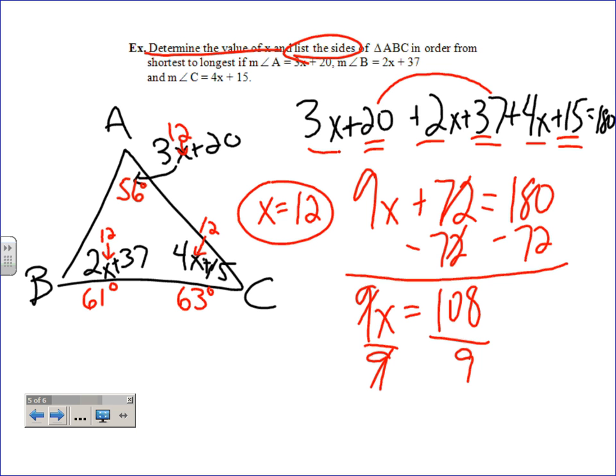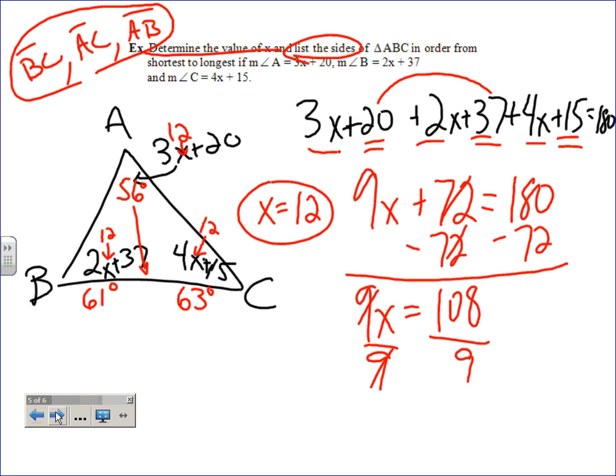So which side is the shortest? Yeah, it's right here across from this one. So BC is the shortest, followed by, yep, AC. And yeah, it better be the last one, right? There it is. So any questions? Has anybody come up with the answer to the other question?